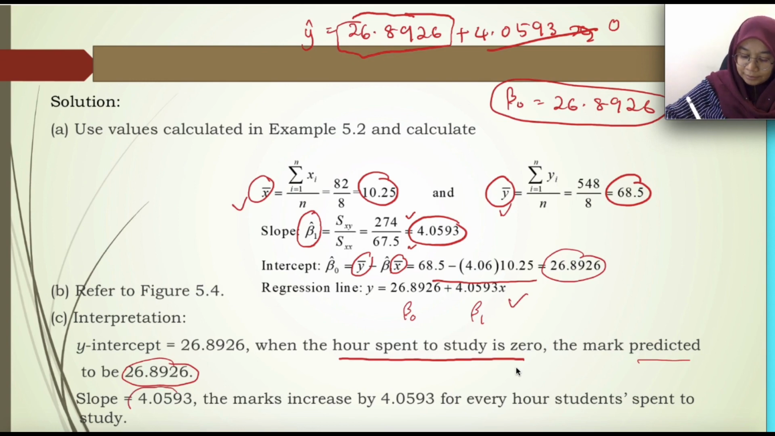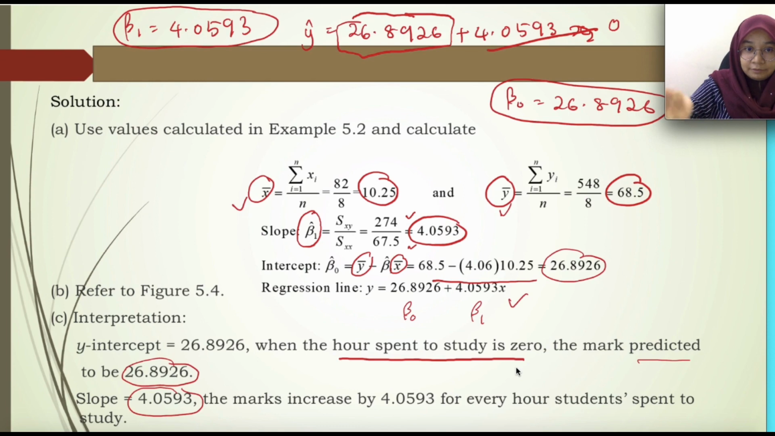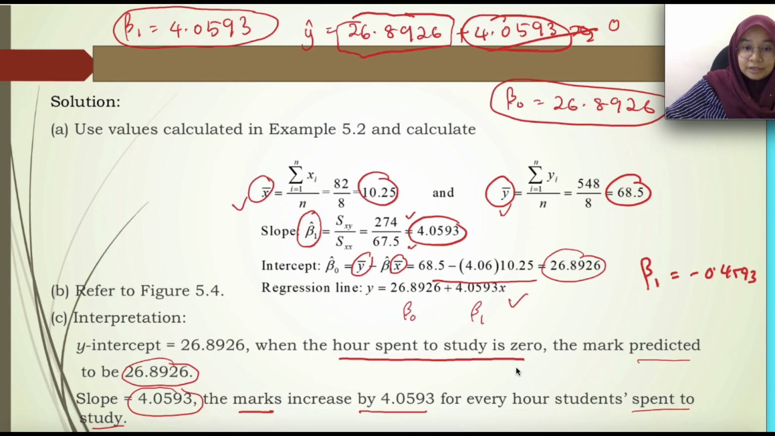How about beta 1? Beta 1 is equal to 4.0593. What does it mean by 4.0593? It means that the mark increases by 4.0593 for every hour students spend to study. That one is for the slope here. Let's say you get your beta 1 negative, like negative 4.0593. You cannot say increase, you have to say decrease. So now you get the equation.